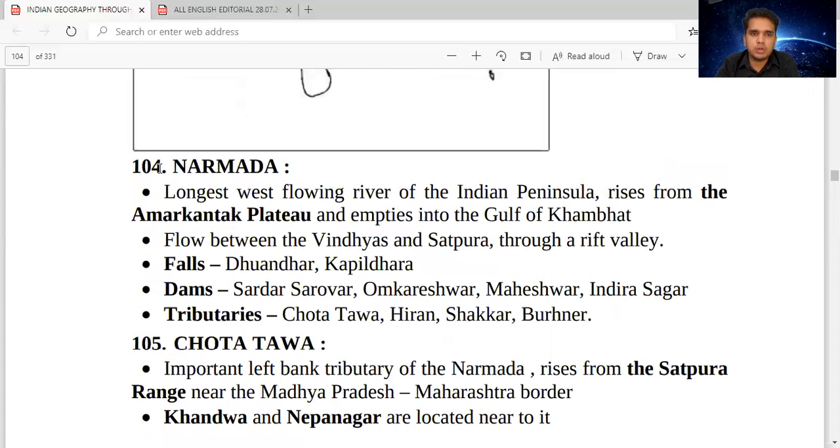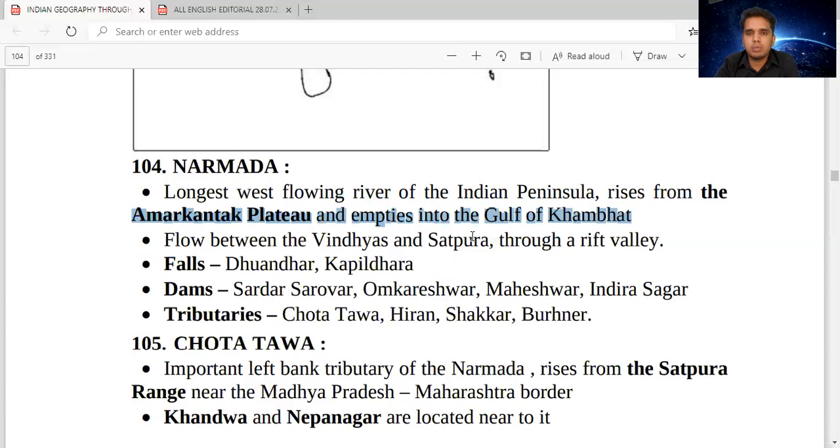That is your Narmada river, the longest. As I have shown you in the map, Amarkantak Plateau is before the Betul district of Madhya Pradesh, from where the Tapi river originates. The Narmada's point of origin is before Betul district, that is the Amarkantak Plateau. Narmada originates from the Amarkantak Plateau and empties into the Gulf of Khambat.